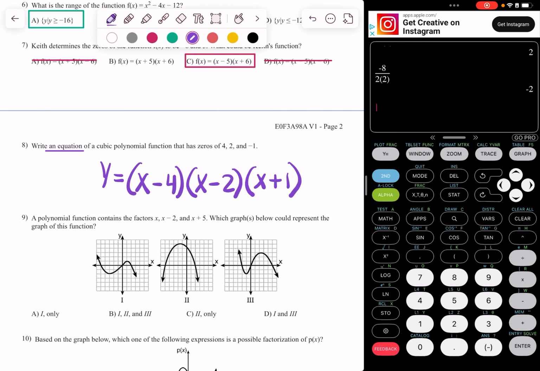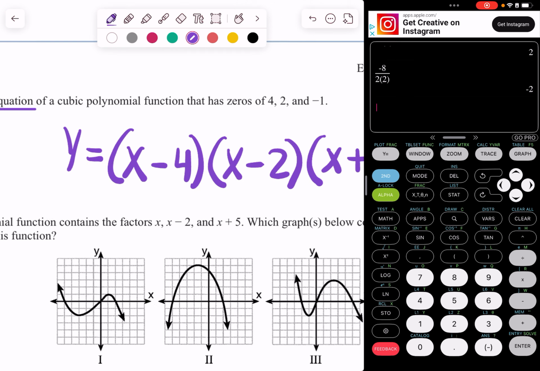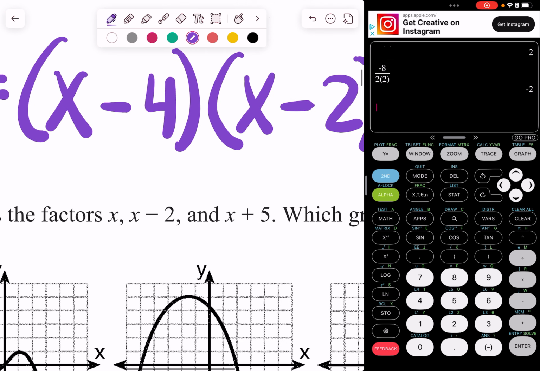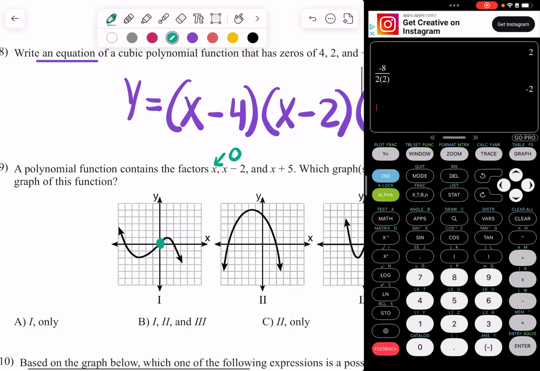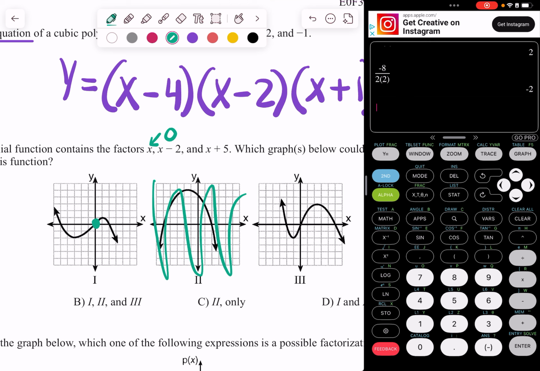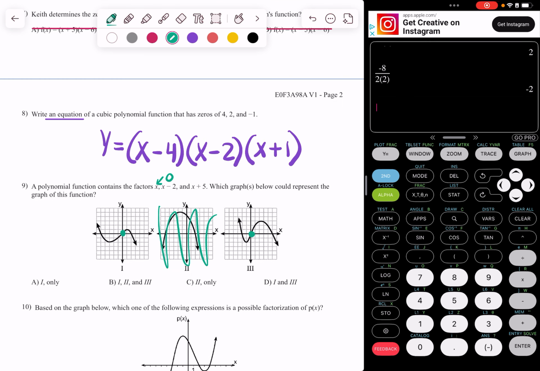So, similarly, let's look at number 9. A polynomial function contains these factors: x, x minus 2, and x plus 5. Which graph below represents the graph? They want me to take those factors and look for those zeros on my graph, meaning whenever it's x, that's just equal to 0. That's easy. So we need to find one that's at 0. This one starts at 0, great. This one does not start at 0, and this one starts at 0, so that's good. So my answer cannot have 2 in it, so it can't be B, and it can't be C.